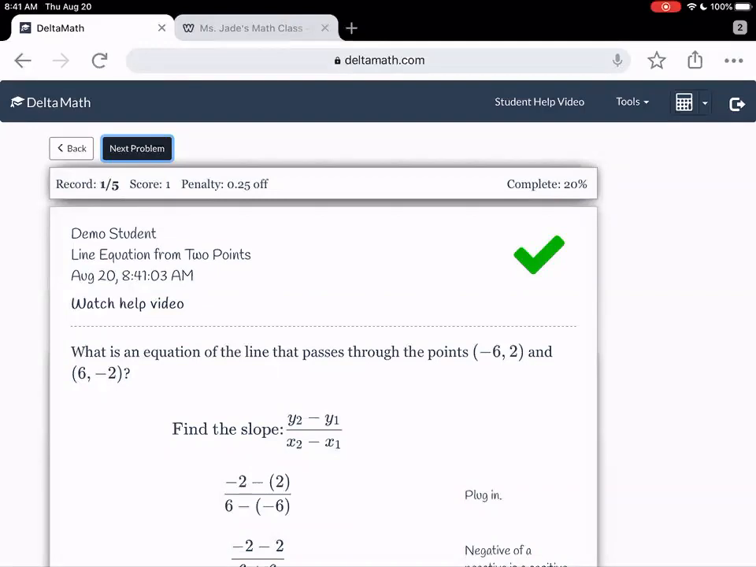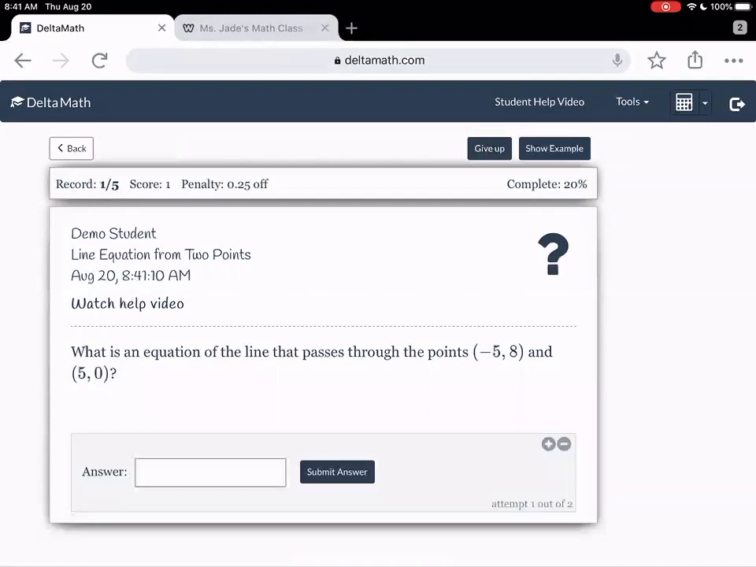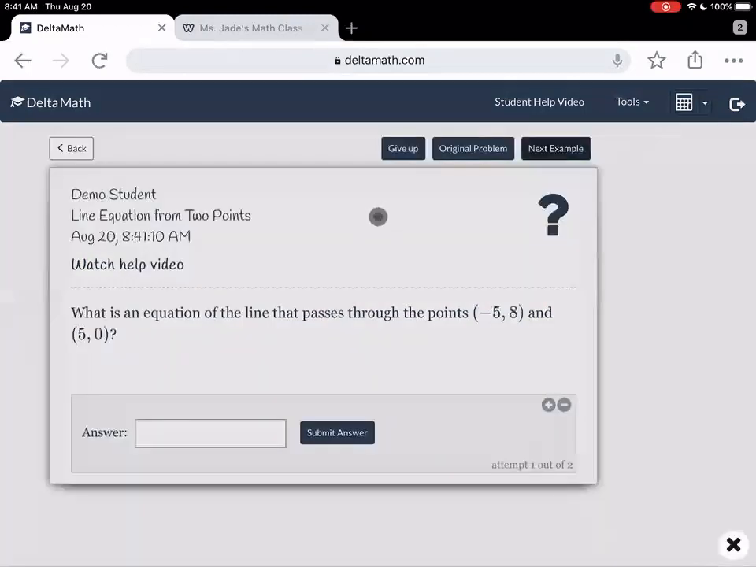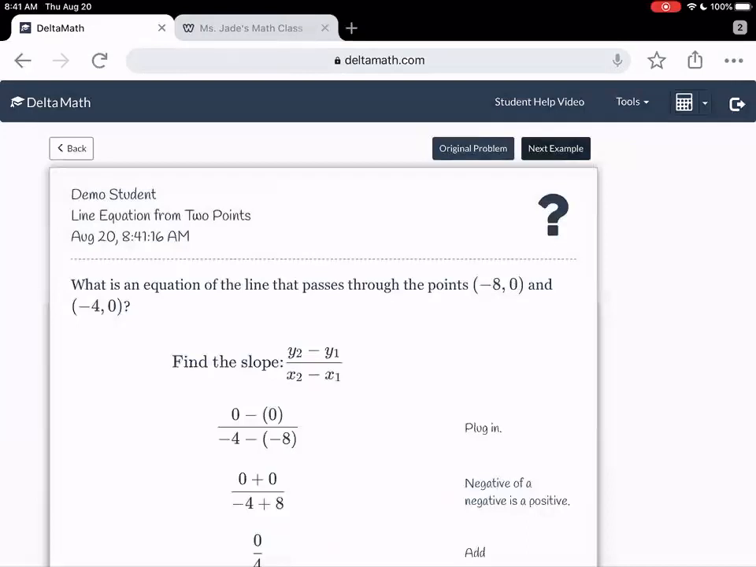Okay. Let's see if the next problem is a problem that I want to show you. No. Let me see, show example. Okay, here's one type of example that I want to show you. So I'm just going to read it through with you guys since I couldn't get the problem I wanted on my side.